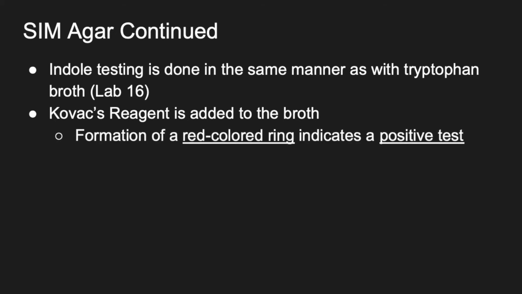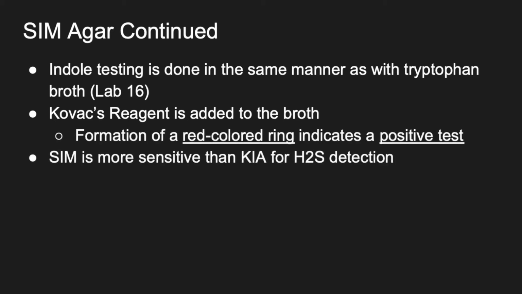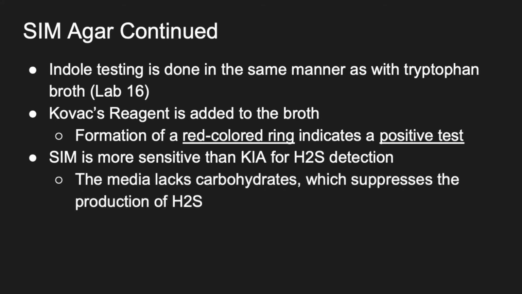The SIM agar, however, is a lot more sensitive than the KIA test for the detection of hydrogen sulfide. The SIM media lacks carbohydrates like glucose and lactose, which suppresses the production of H2S. So because the SIM does not have these carbohydrates, it suppresses the production, okay?